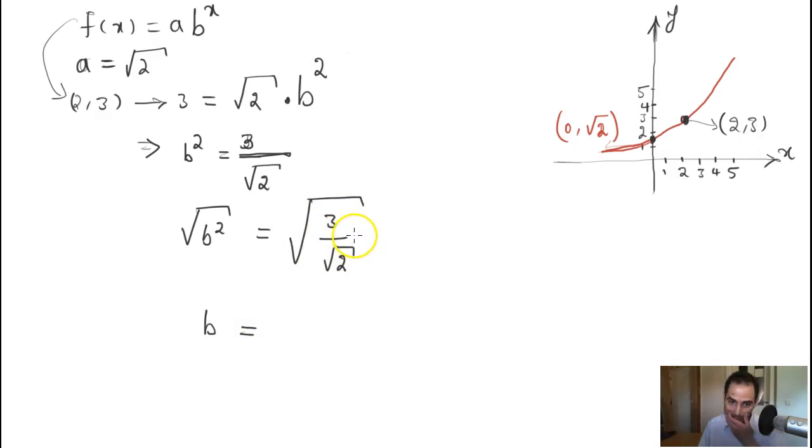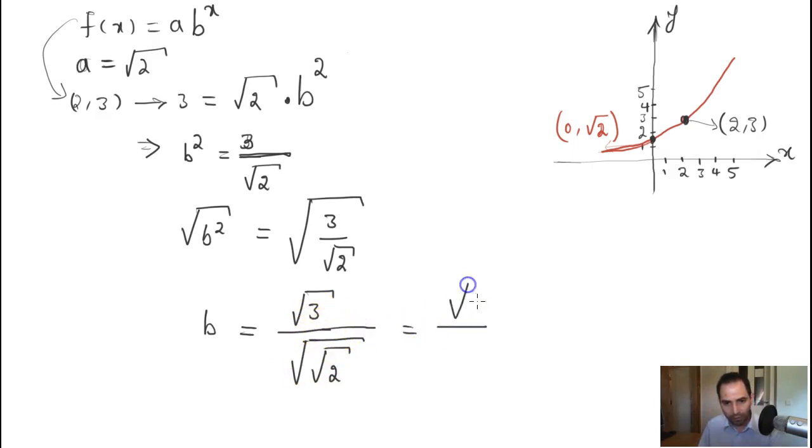And then the square root of this whole thing, you could leave it this way, or you could rewrite it as the square root of 3 over the square root of 2. This is the second root of 2, and then the second root of 2, so it becomes the 4th root of 2. So then you can rewrite this as the second root of 3, or square root of 3, over the 4th root of 2.